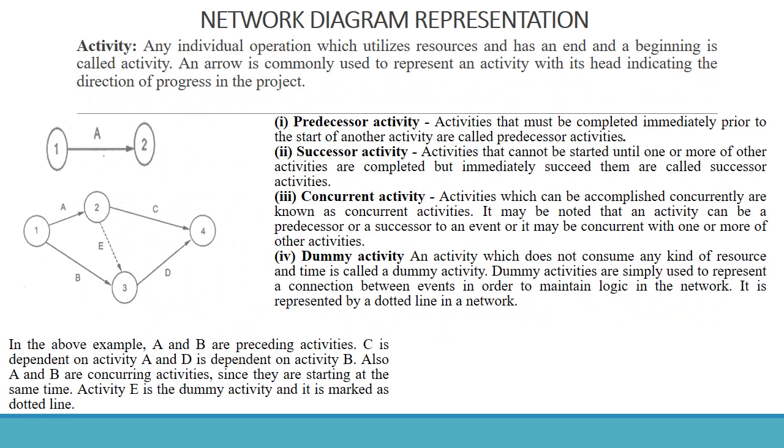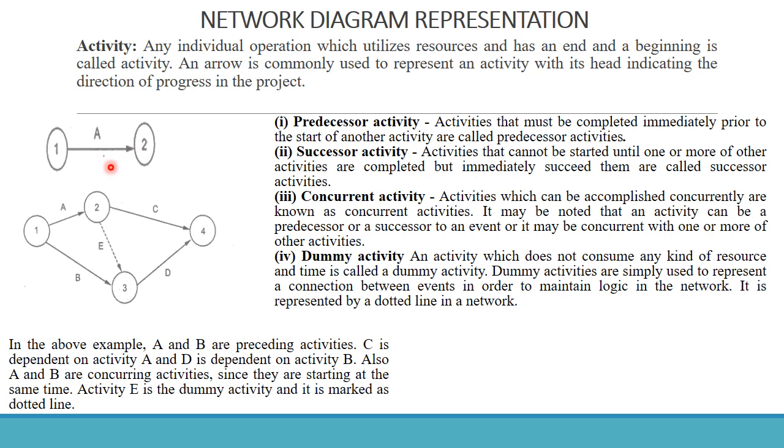The network diagram representation. So what is an activity? An activity is an individual operation which utilizes resources and has an end and a beginning. An arrow is commonly used to represent the activity. Here the arrow represents the activity, and the head indicates the direction of progress of the project.